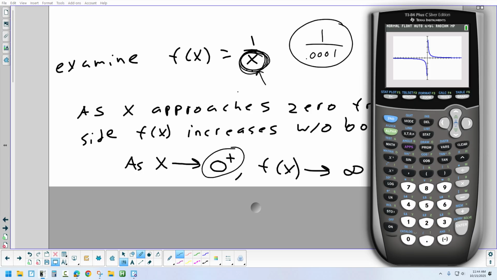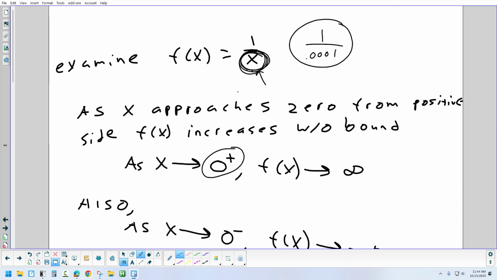Davis? What happens on that side? It just gets like super close to negative infinity. Right. It's dropping off to negative infinity. If you want to see that, pick a really small negative number for x, negative 0.0001. If you plug that in, you get negative 10,000.